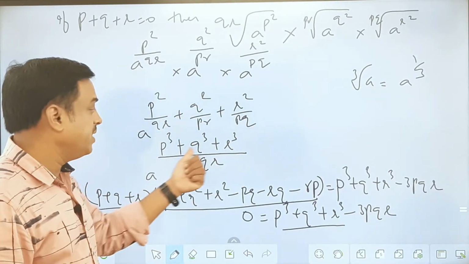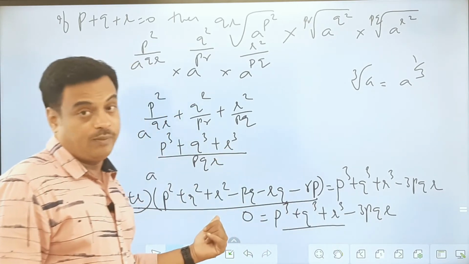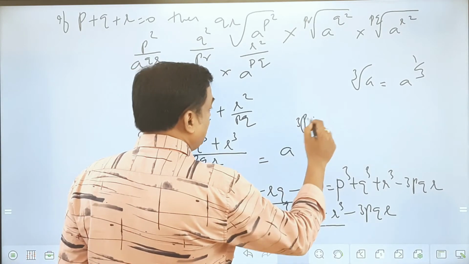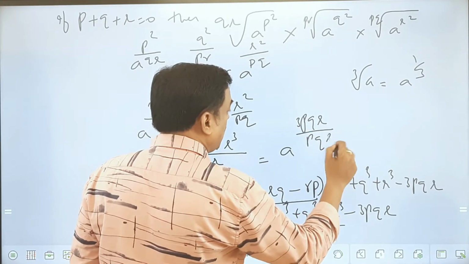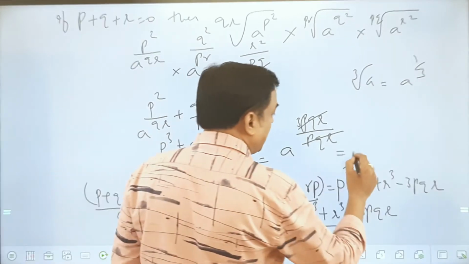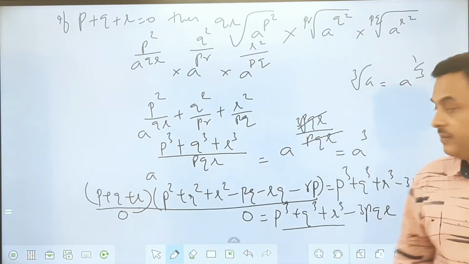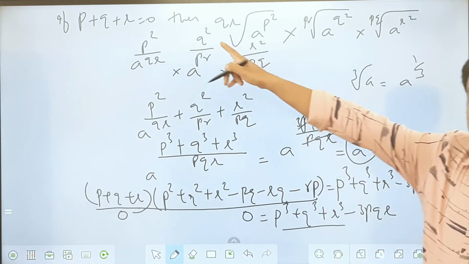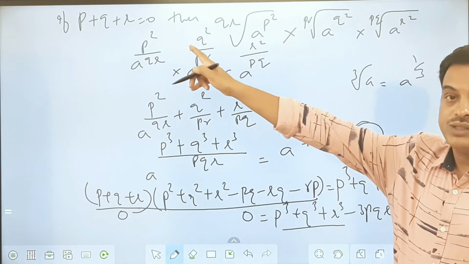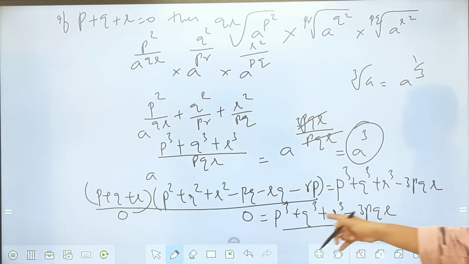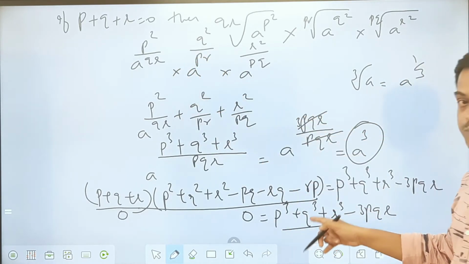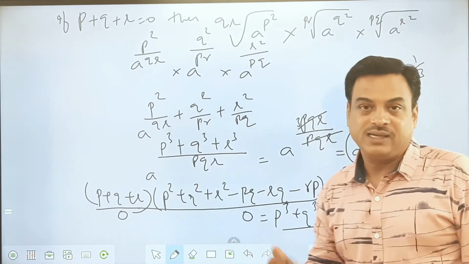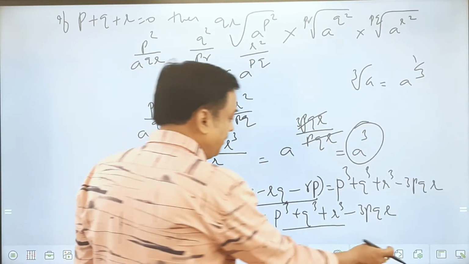The value of p cube plus q cube plus r cube will be 3pqr. So you can say from here it should be a to the power of 3pqr by pqr. So pqr gets cancelled. My ultimate answer is a cube for this. So please understand, you don't have to write all these things anytime. Whenever the condition p plus q plus r is equal to 0 is given to us, you can directly make out this point here: p cube plus q cube plus r cube will be equal to 3pqr is the straightaway point you can make out. Okay.